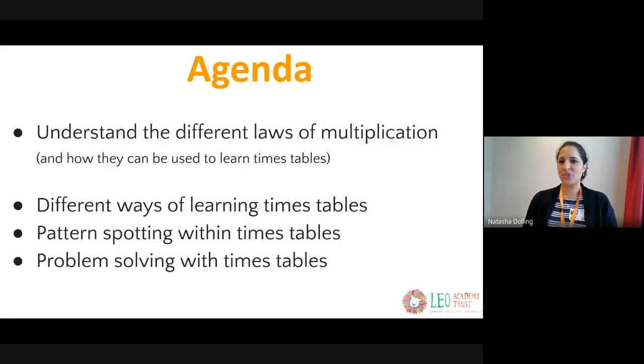I very much want to stress that times tables, while it's a really important fluency topic and children absolutely do need to know all their times table facts, up to 12 times 12 at the end of year 4, it doesn't stop there. There are so many connections to be made within times tables that apply to other sets of learning that come up later in the curriculum. So I'm really hoping that I show you what those different connections are and also the value of doing pattern spotting with times tables.